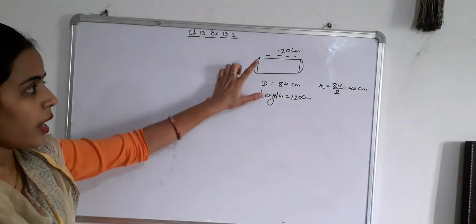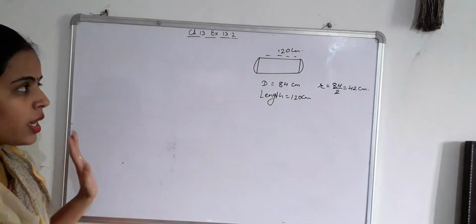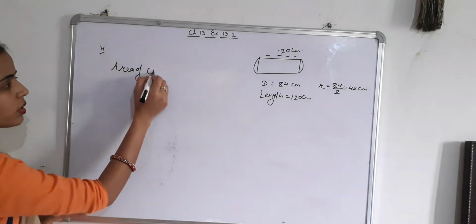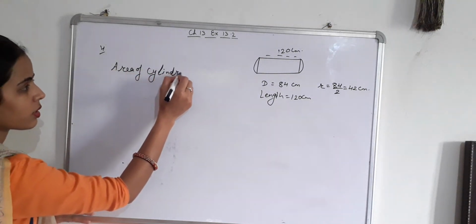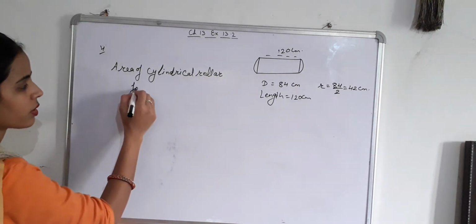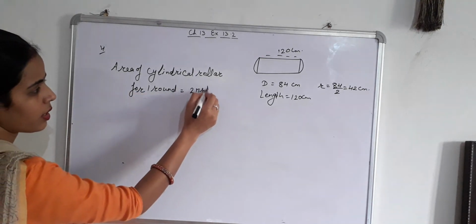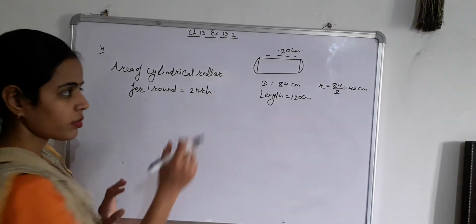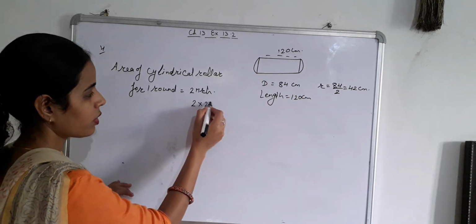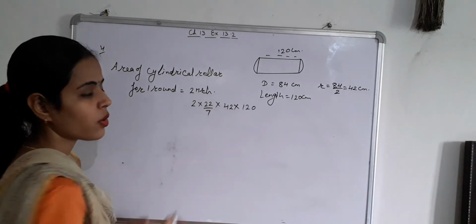First find the area of this roller when it takes one round. Area of this cylindrical roller for one round equals 2 pi r h. r is 42 and h is 120. So 2 into 22 by 7 into 42 into 120.